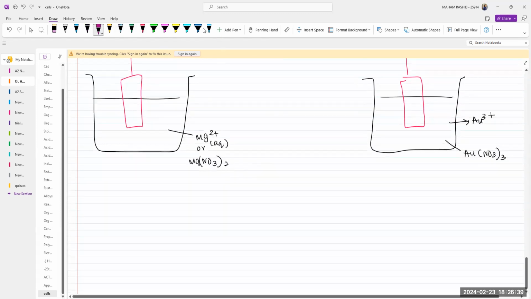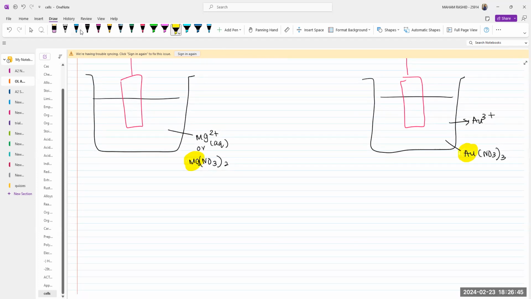So in this case, we need to see magnesium and gold in the reactivity series. So the reactivity series goes like this. Magnesium is more reactive, but I'll still write this just for when you need to revise.